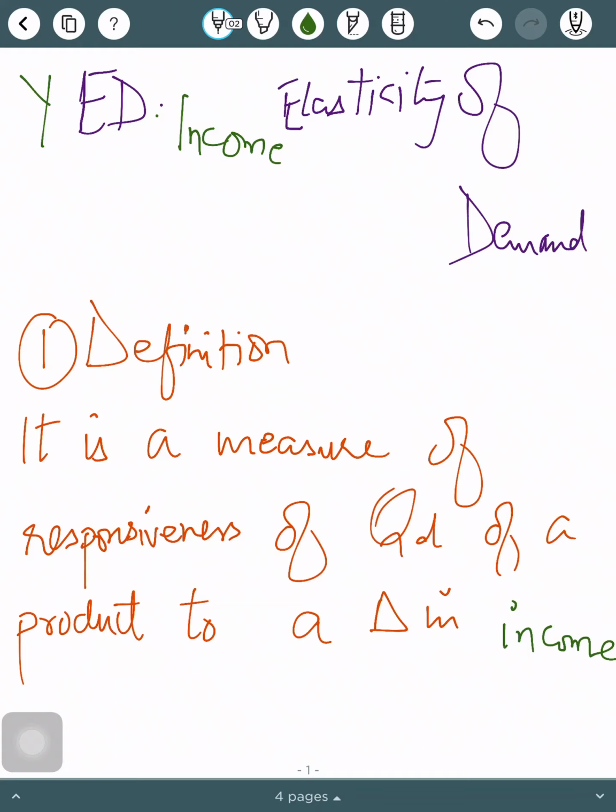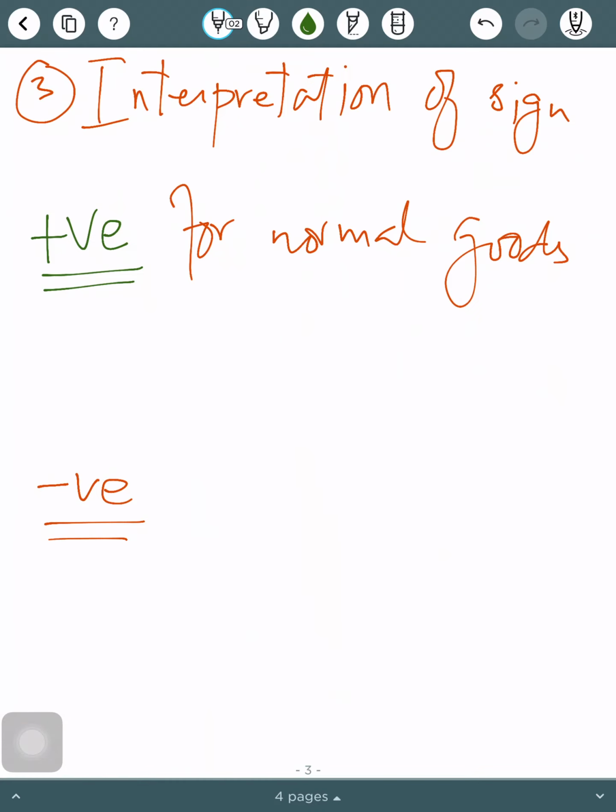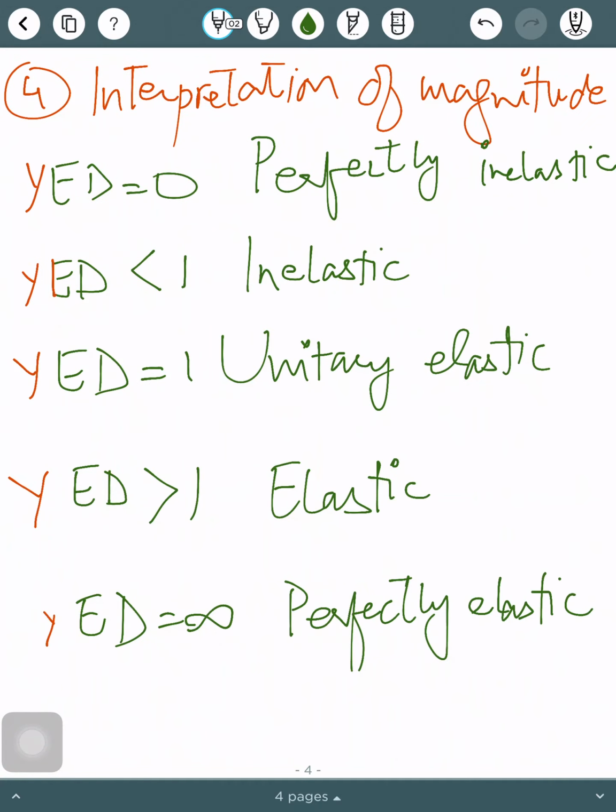So having studied the two types of elasticities of demand, those being income elasticity of demand and price elasticity of demand, we'll now move on to study the third type of elasticity of demand, and that would be cross elasticity of demand, XED. Again, we'd be looking at the four things that we said that we have to study for any type of elasticity of demand. Those four things being the definition, the formula, the interpretation of sign, and the interpretation of magnitude.